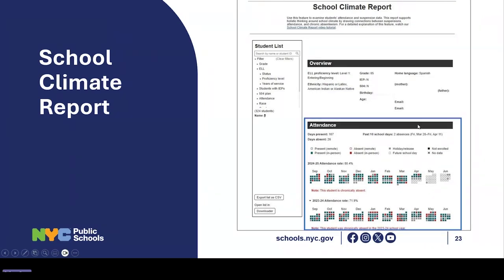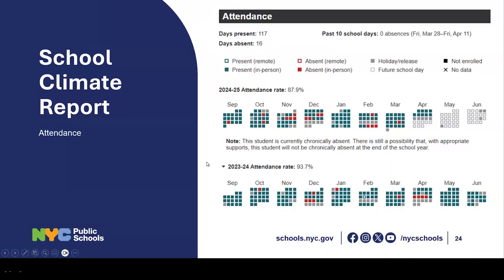Below, there is the attendance section, which I'll be focused on today. The attendance section includes the following information: the total number of days the student has been present, the total number of days a student has been absent for the school year, the number of days of absences in the past 2 weeks, and below that, you'll be able to see 2 calendars, one for the current school year and one for the previous year, which helps you identify any trends a student may have.